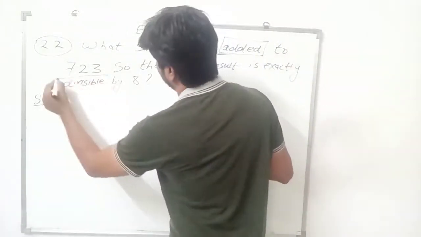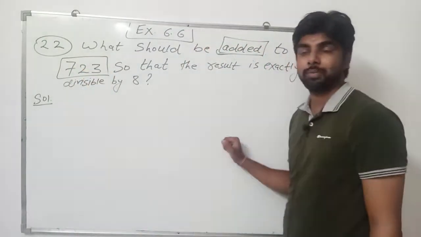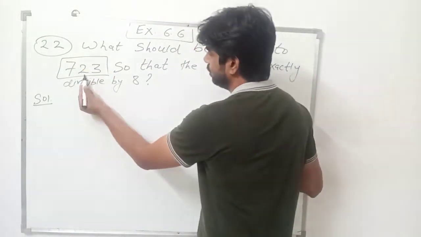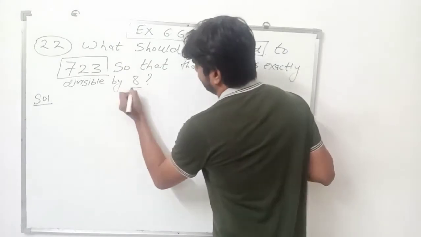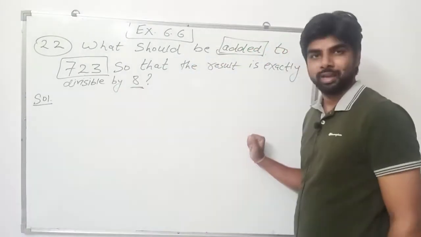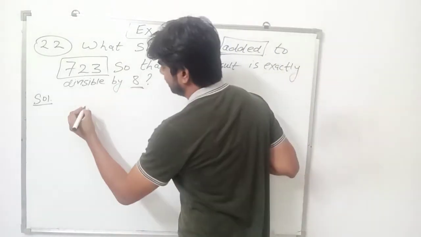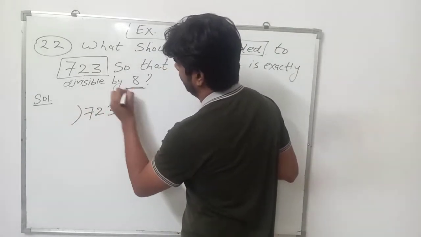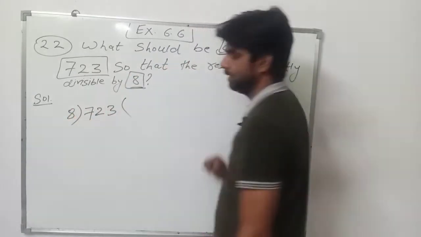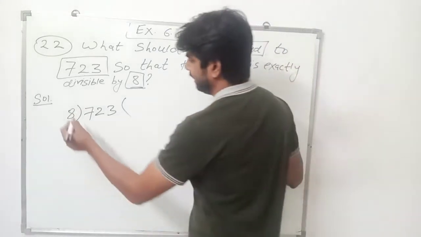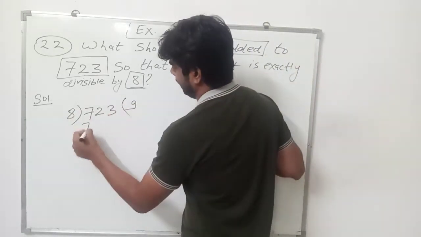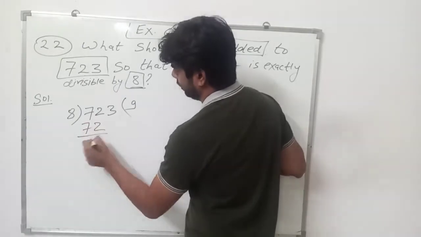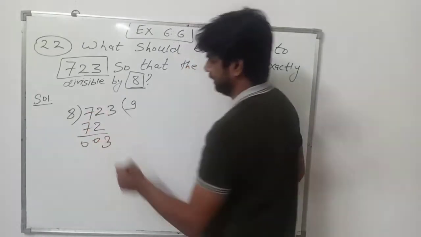Here it is added. So what should be added to 723? It means we have to find some number that should be added to 723 so that the number is fully divisible by 8. So the first step is the same. We have to divide 723 by 8. So how can we divide? 8 9s are 72. That is 0 and 0, and it is 3.